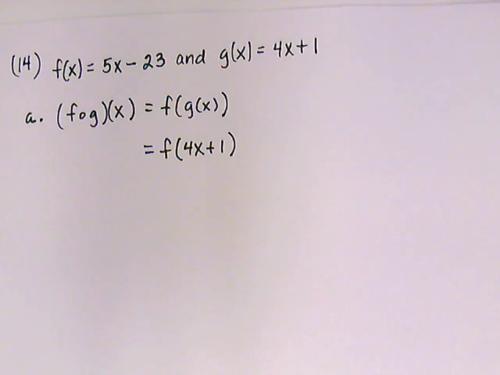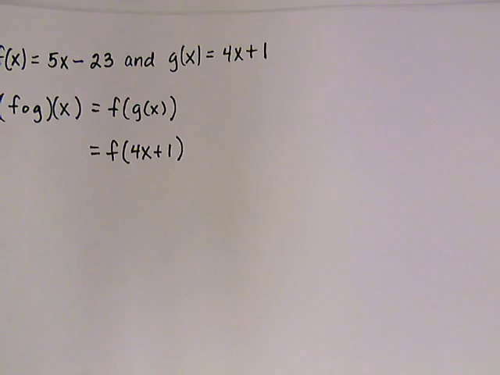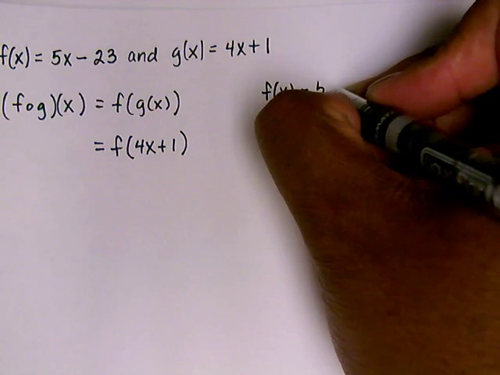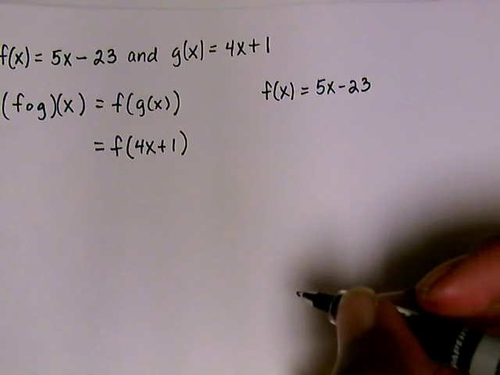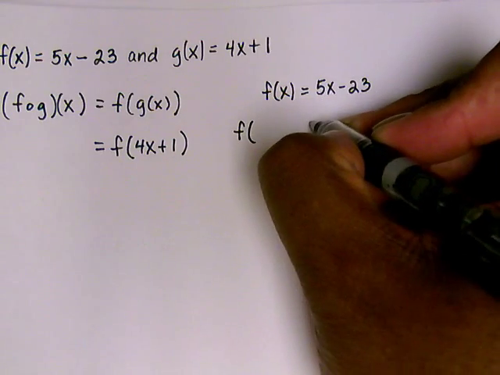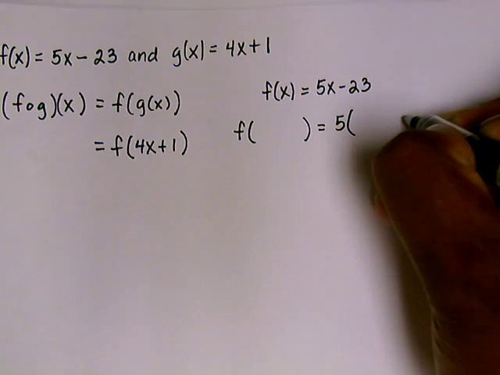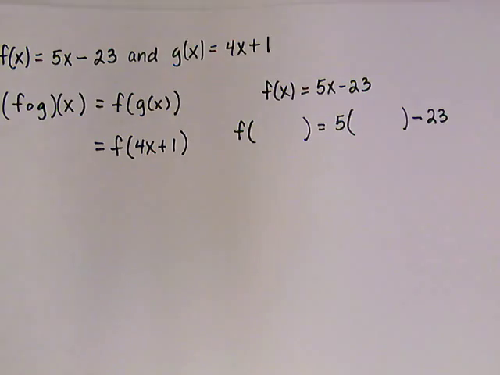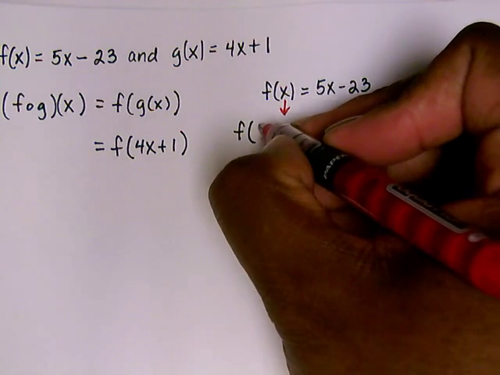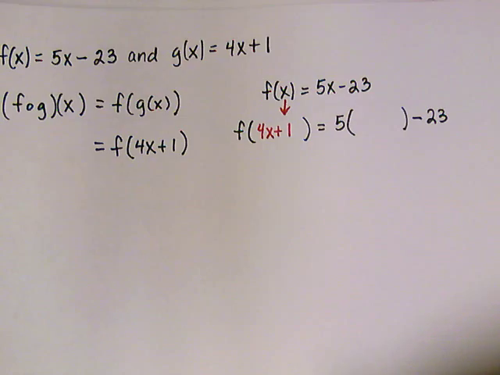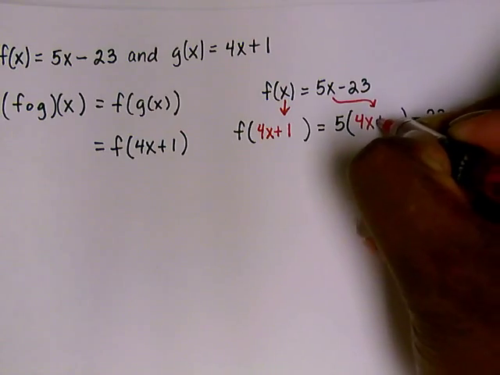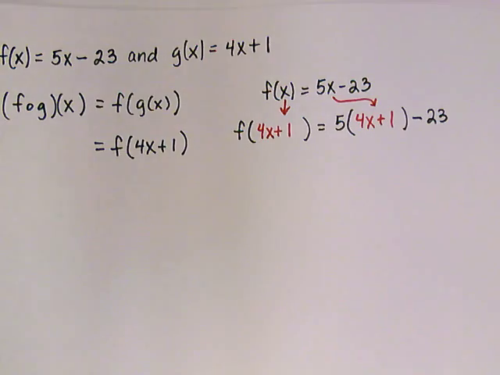Okay. Now, my f of x was the 5x minus 23, so I'm going to rewrite that over here. Now, everywhere I see x in f of x, I'm going to replace that x with g of x. And g of x is 4x plus 1. So in this case here, this x will be replaced with 4x plus 1, because that's what g of x is. And in the 5x minus 23, that x will be replaced with what g of x is, 4x plus 1.